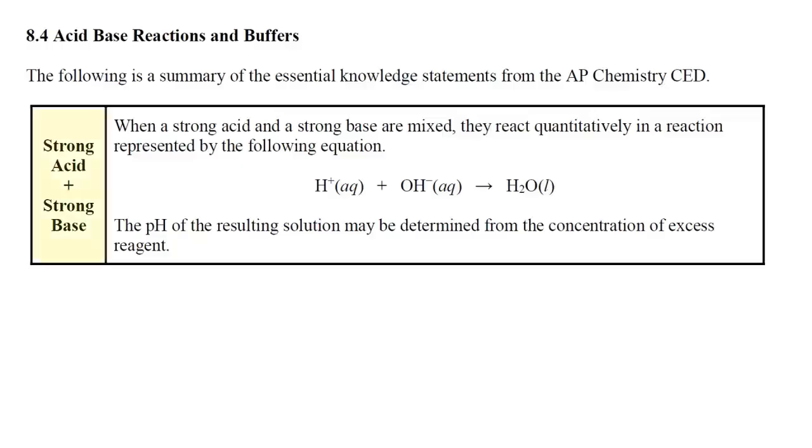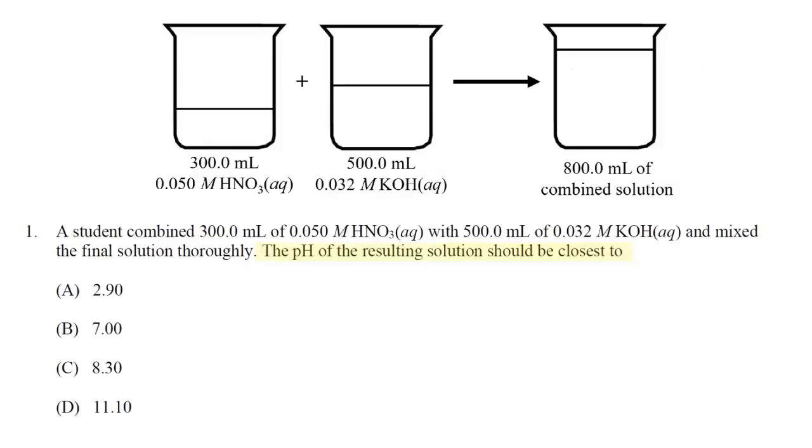So when a strong acid and a strong base are mixed, they react quantitatively in a reaction represented by the following equation. So H plus from the strong acid combines with OH minus from the strong base to produce water. And then that last statement is very relevant to this particular question. It says the pH of the resulting solution may be determined from the concentration of excess reagent. So now back to question 1.